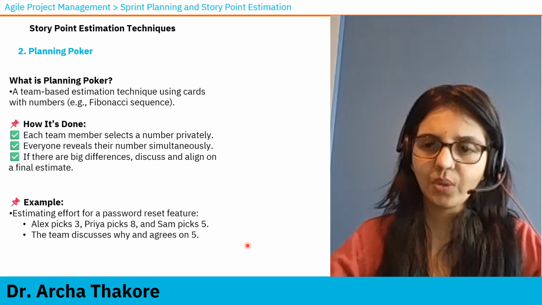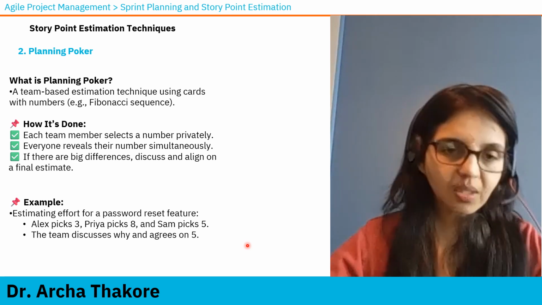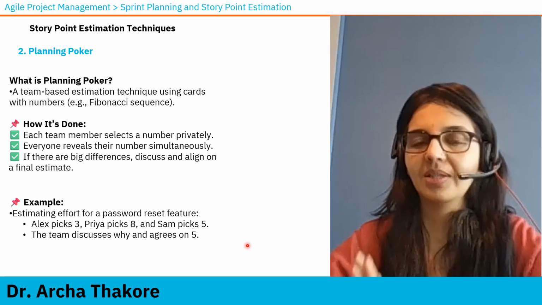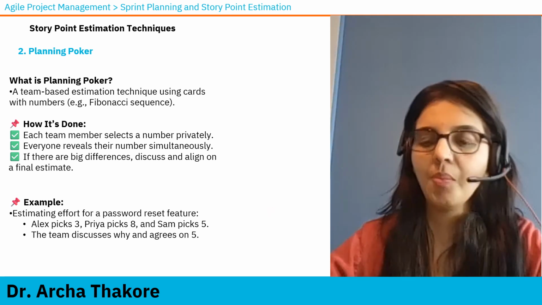Now they will discuss, okay, why did you give it a 5? Why did you give it an 8? And they'll agree and come to a consensus and then they will decide on a number. That is called planning poker.